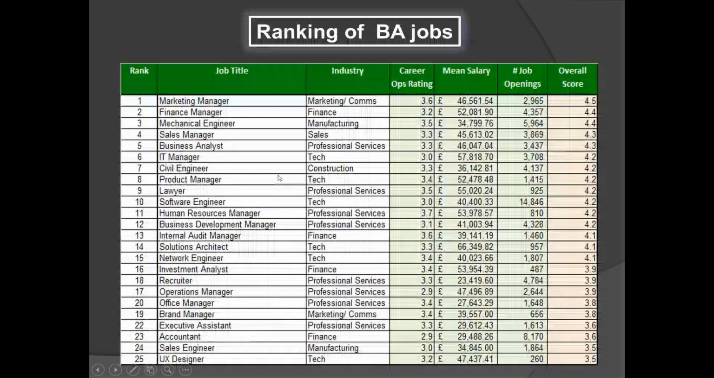Then ranking of BA jobs. Out of the 25 best jobs in the universe, BA is standing in the fifth best position. When it comes to professional services, it is standing in the number one position with 3.3 as career ops rating and 4.3 as overall score.